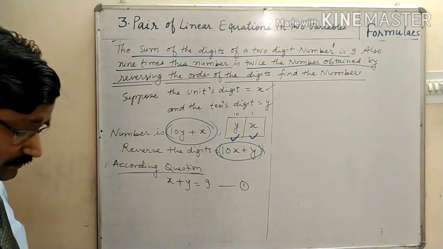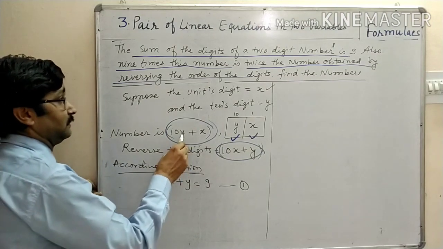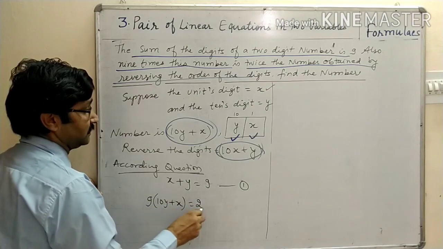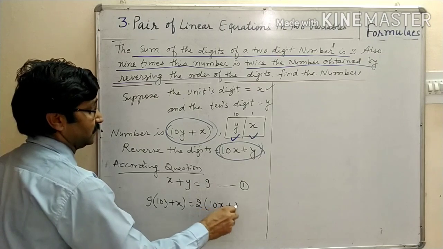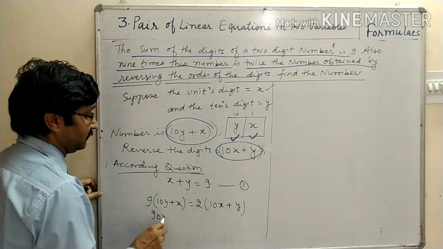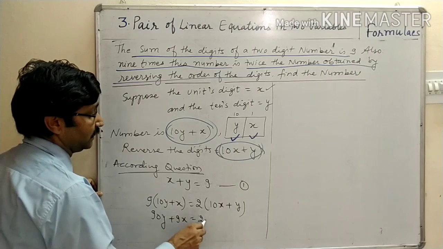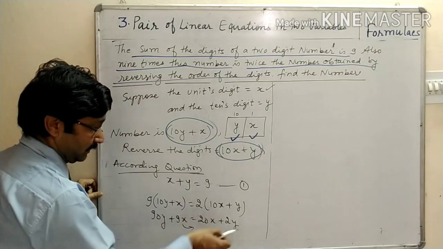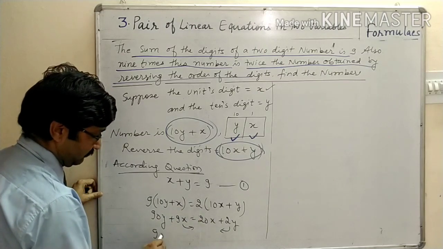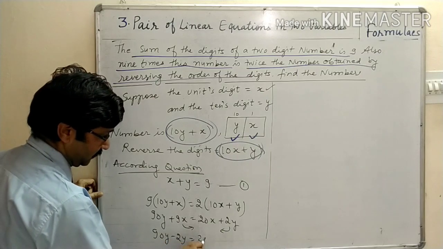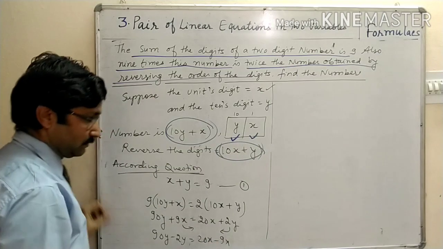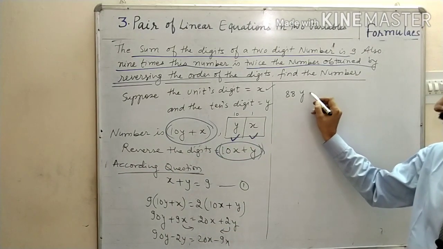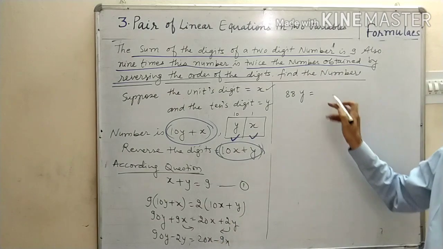According to this question, you can write 9 times this number, 9 bracket 10y plus x, equal to twice the reversed digits, 10x plus y. Now you open the bracket: 90y plus 9x equal to 20x plus 2y. You transfer 9x to the right hand side and 2y to the left hand side. So 90y minus 2y equal to 20x minus 9x. You solve this, what do we get? 90 minus 2 is 88y, 20 minus 9 is 11x.